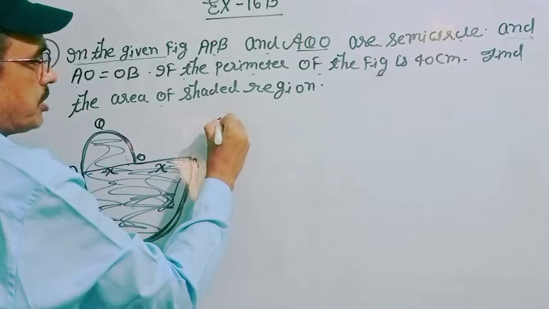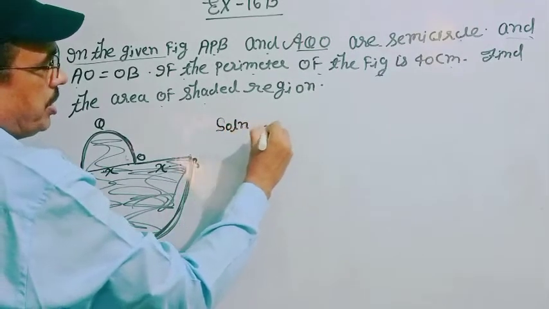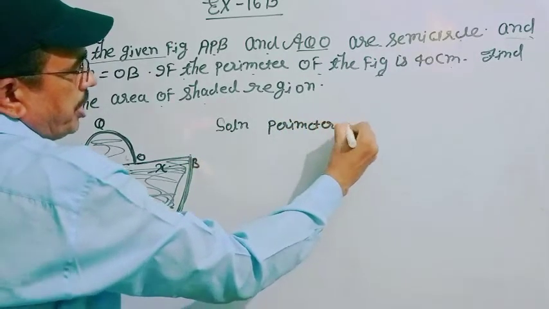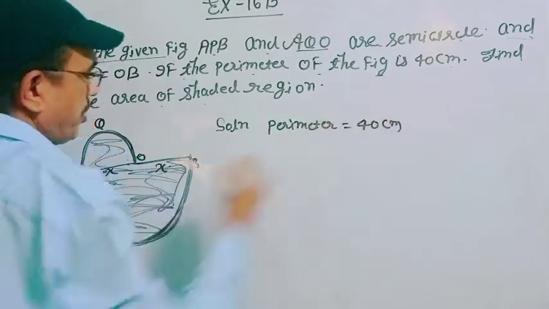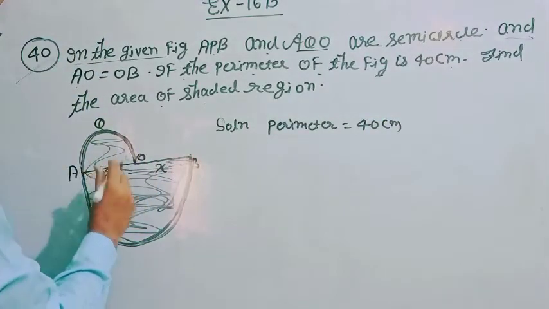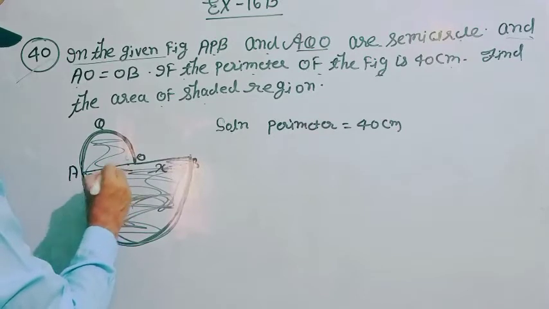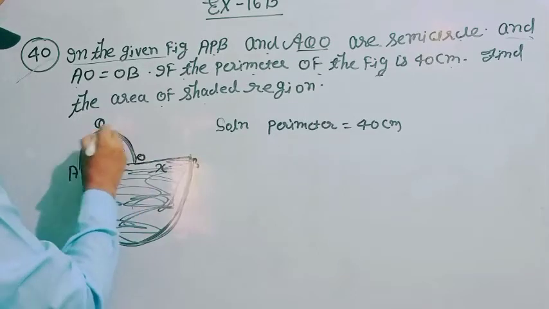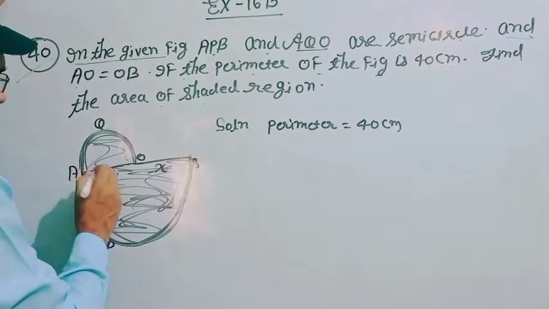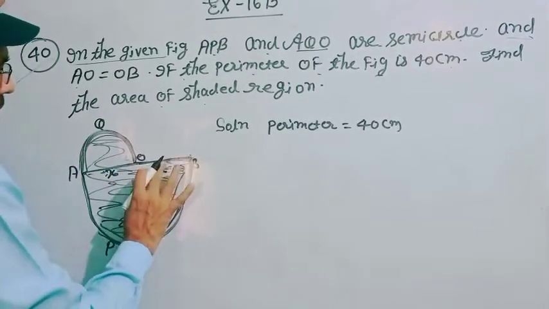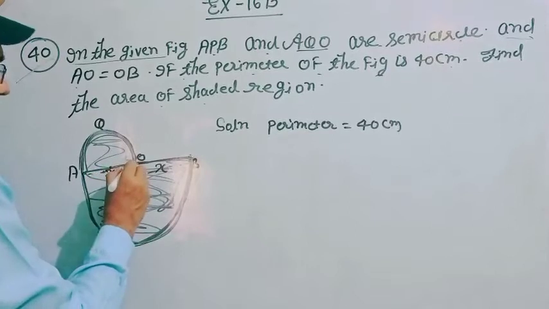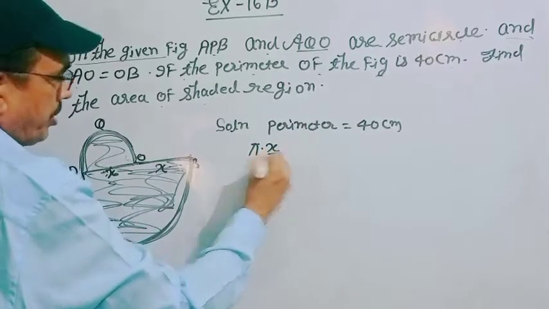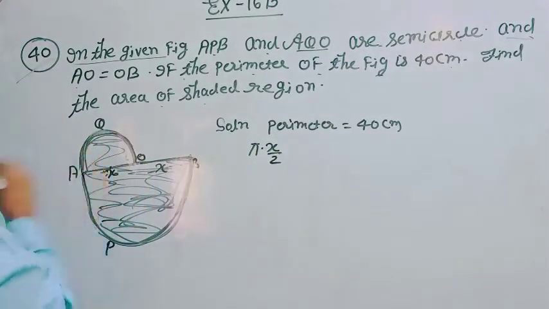Perimeter is given. As the solution, you write that the perimeter of this figure is 40 cm. What is the perimeter of this figure? Here is pi, here is x, then this part is pi r. What is r? If AO is x and OB is x, then r is x by 2. So your perimeter part is pi r, that is pi into x by 2.